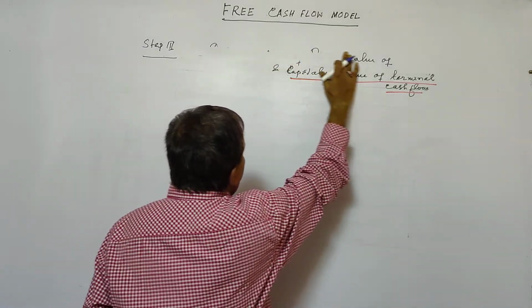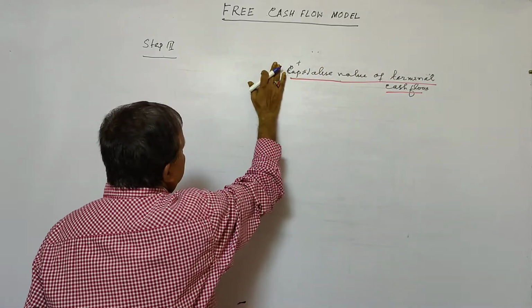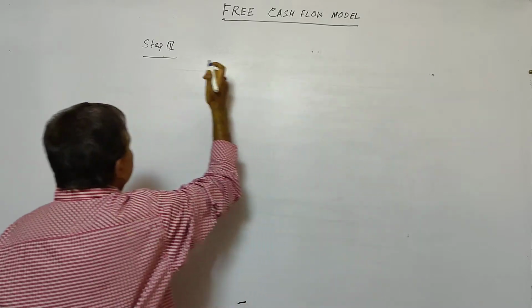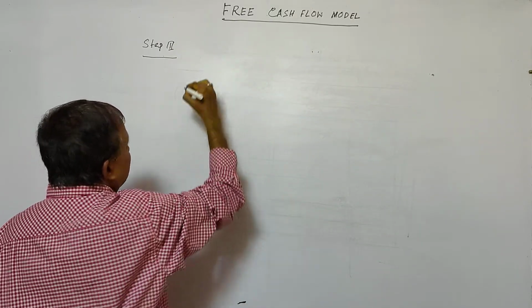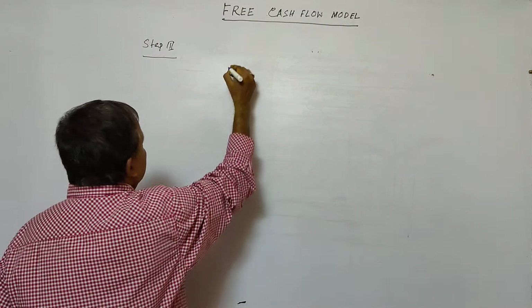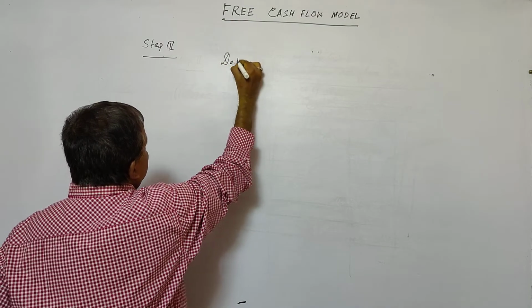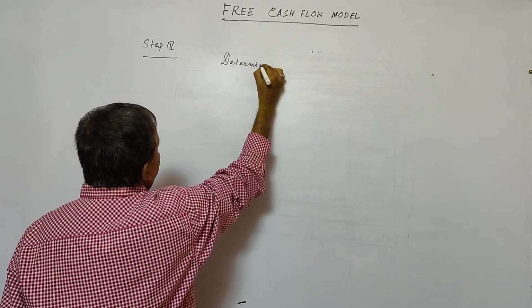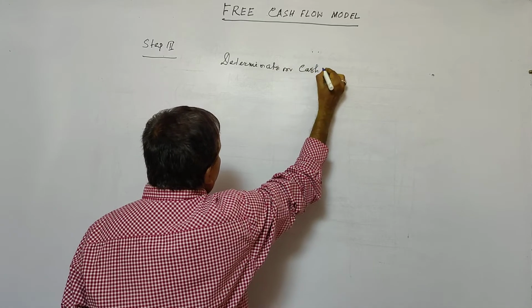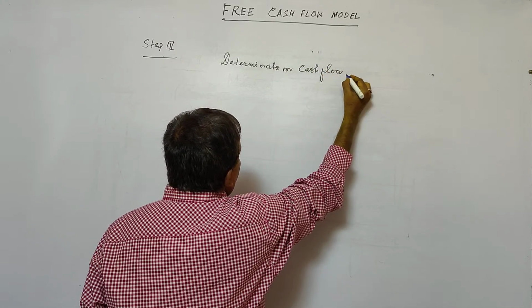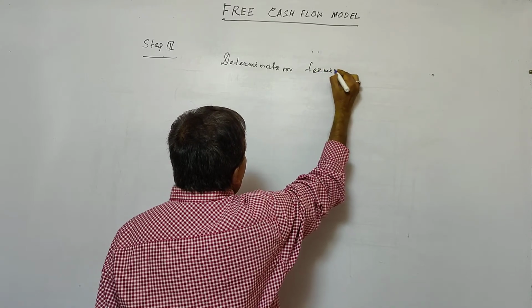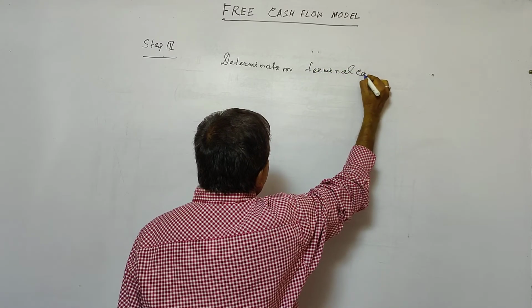Let us calculate this. In the third case we shall find out there are two alternatives: terminal growth, determination of terminal cash flow.